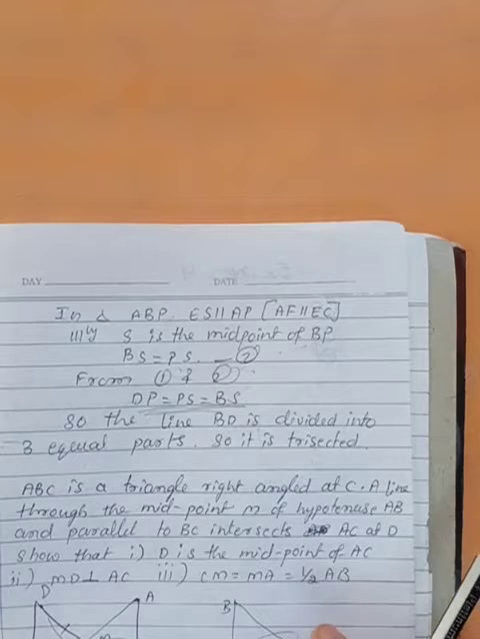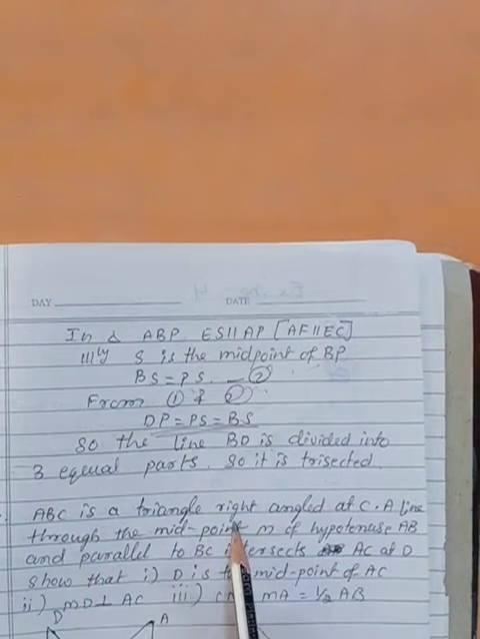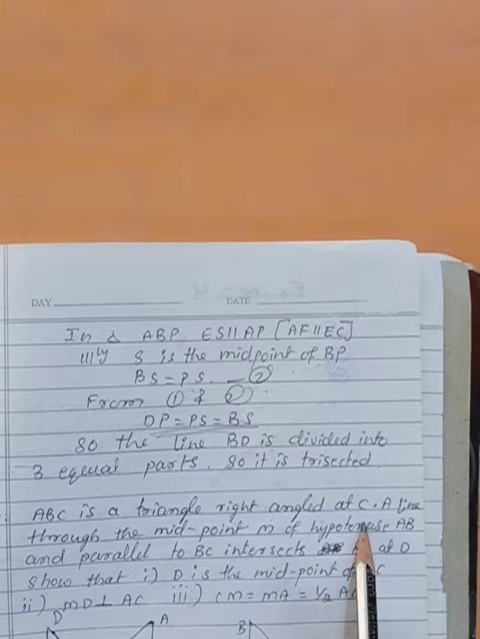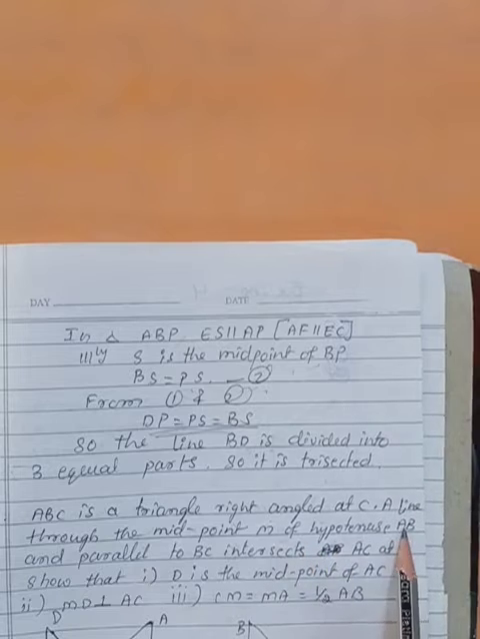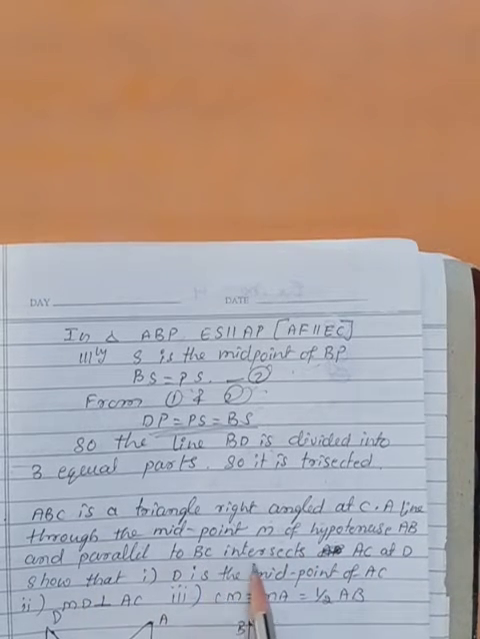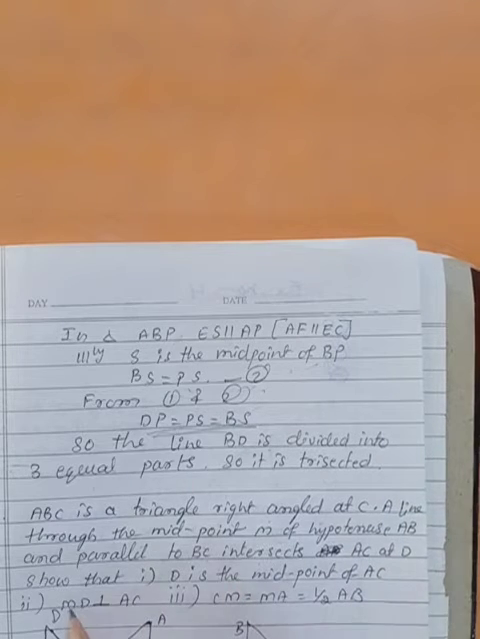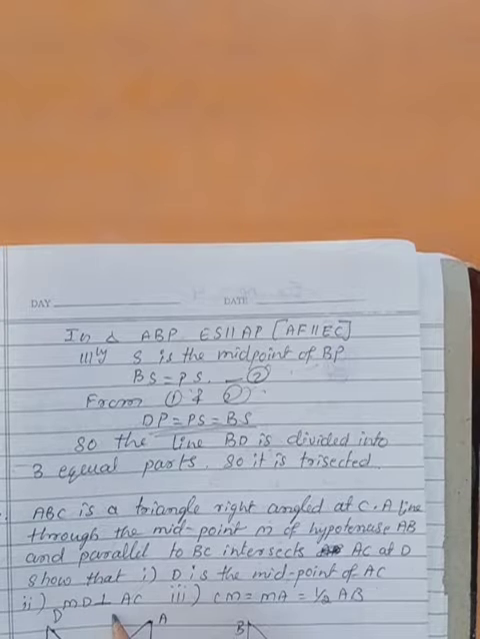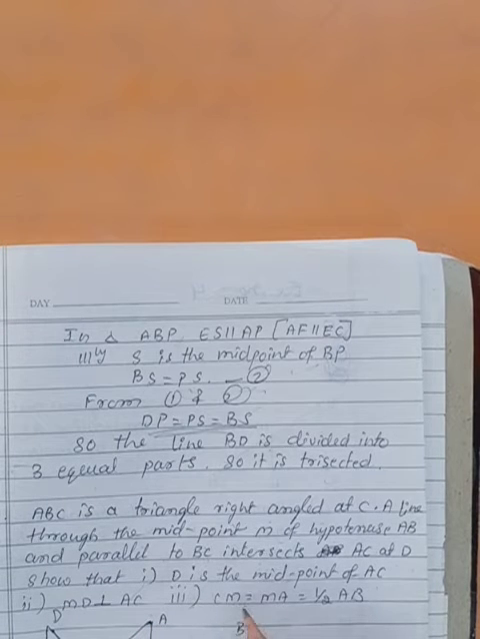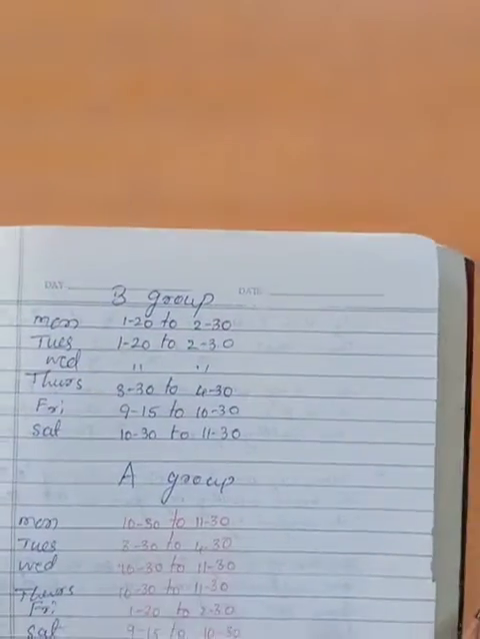Okay. Now we will go with the last problem of the exercise. ABC is a triangle, right angled at C. A line through the midpoint M of the hypotenuse AB and parallel to BC intersects AC at D. Show that D is the midpoint of AC. First thing, MD is perpendicular to AC and CM is equal to MA is equal to half AB. This is the thing you have to prove.